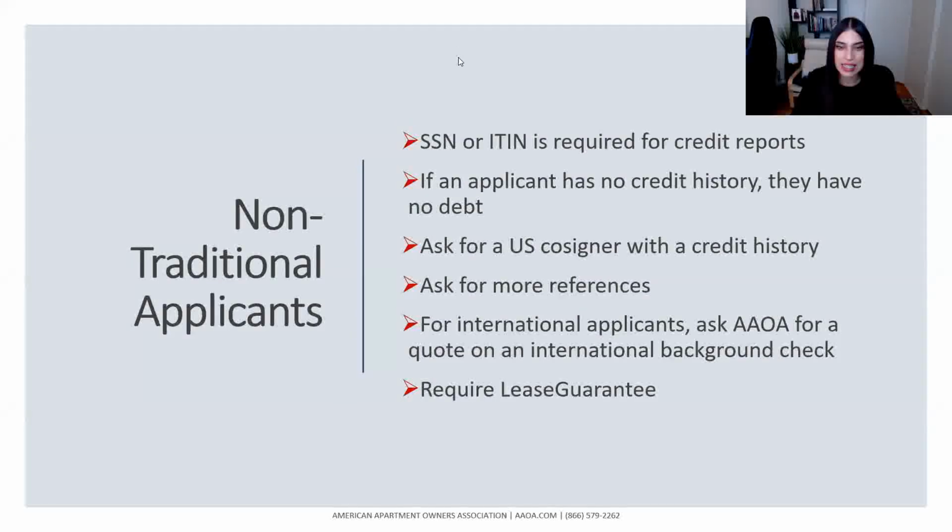Does the international background check include Interpol records, from Ray? Yes, it would. That's part of the criminal part of the international background check.